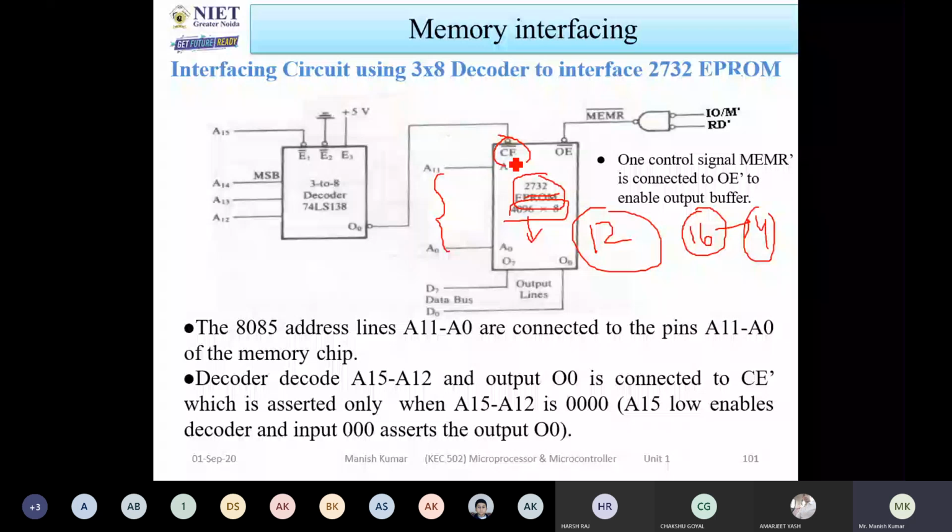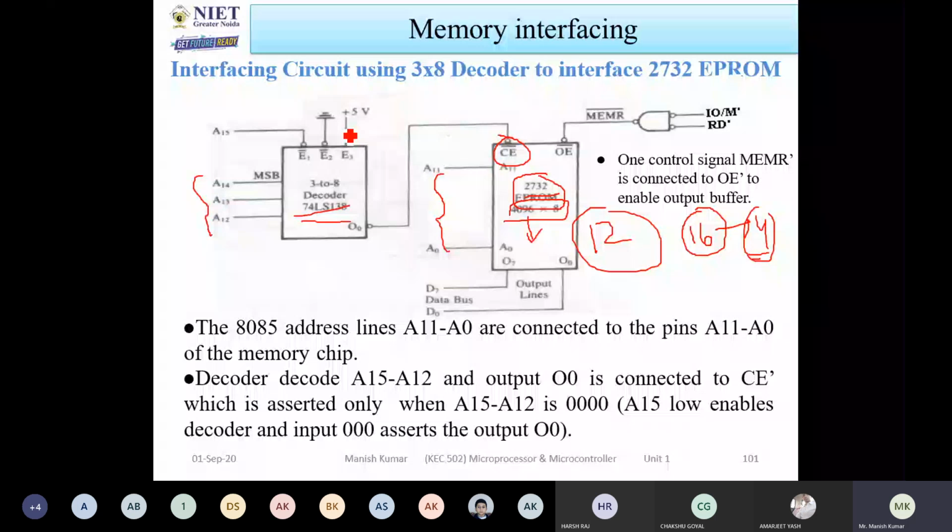With the help of a decoder or a NAND gate, as I already discussed in the last lectures. Here we use a decoder, and the decoder name is 74LS138. This is a 3 to 8 decoder. There are 4 pins left. 3 pins are used as inputs and 1 pin is used as the enable pin for the decoder.